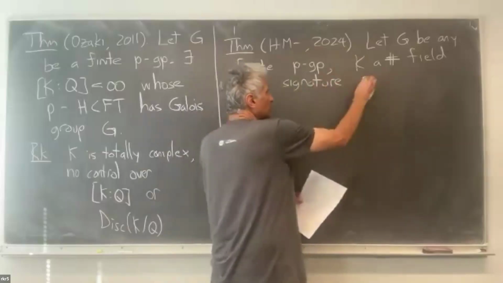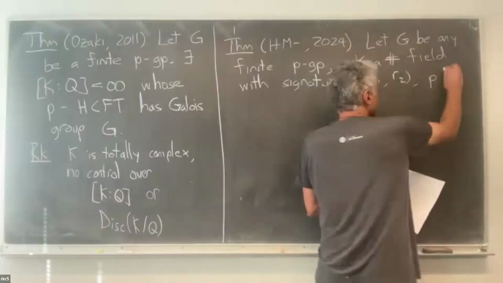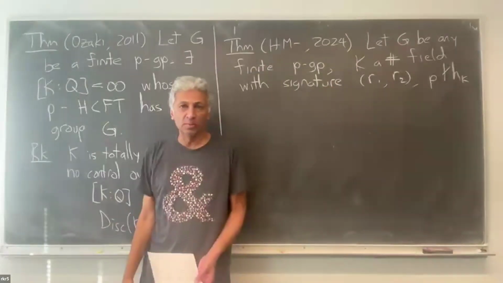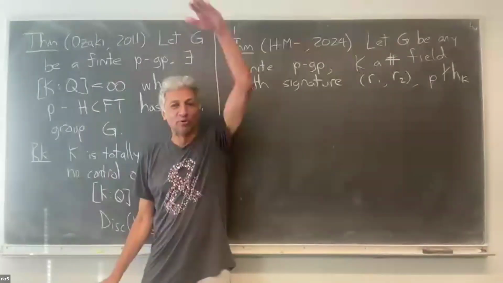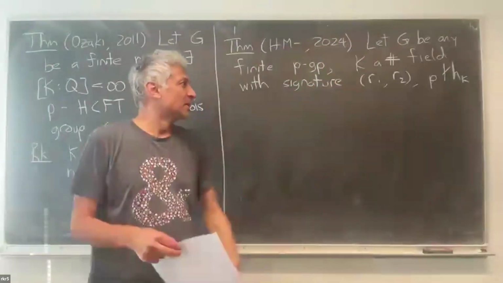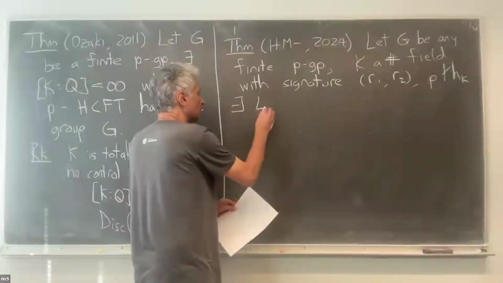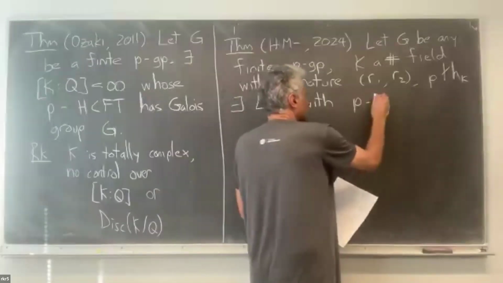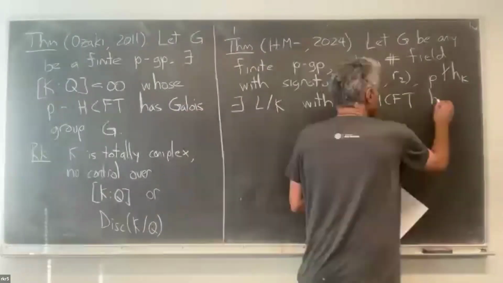So there's a number field K with some signature, R1, R2, and we have to have something along these lines, because if the P Hilbert class field tower is infinite, there's no hope of constructing a field over it with P Hilbert class field tower G, right? So you have to have some basic requirement like this. Then there exists an L over K with P Hilbert class field tower having Galois group G.